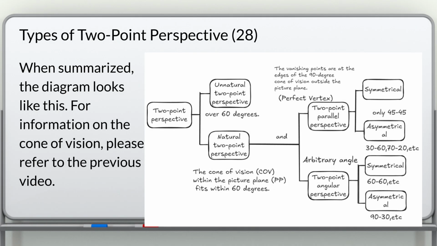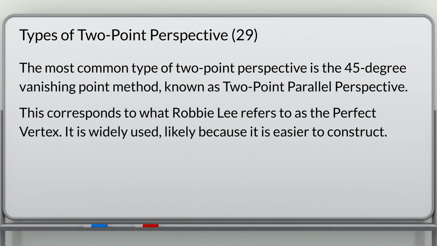For information on the cone of vision, please refer to the previous video. The most common type of two-point perspective is the 45-degree vanishing point method, known as two-point parallel perspective. This corresponds to what Robbie Lee refers to as the perfect vertex. It is widely used, likely because it is easier to construct.